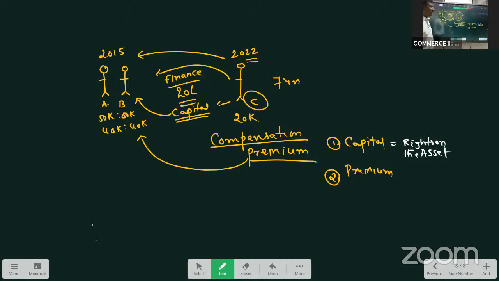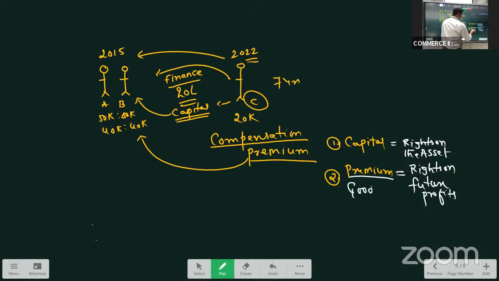ओके, C जो कैपिटल इंट्रोड्यूस कर रहा है, तो उसको आगे चल के फर्म के जो भी एसेट्स रहेंगे उसके ऊपर मालिकाना हक मिल जाते हैं, उसका भी एक हिस्सा मिल जाता है, राइट्स ऑन द एसेट्स ऑफ द फर्म. And for this premium paid, he will get rights on future profits. This premium we call it as goodwill.